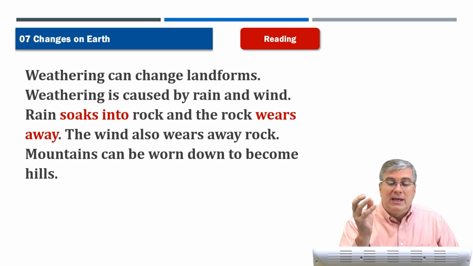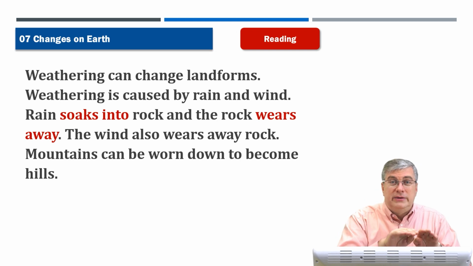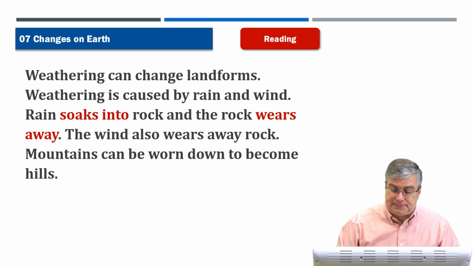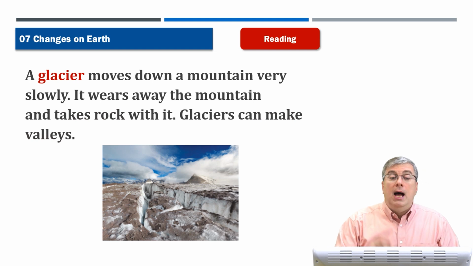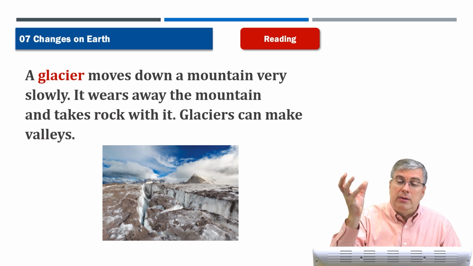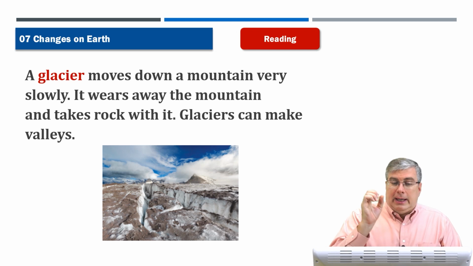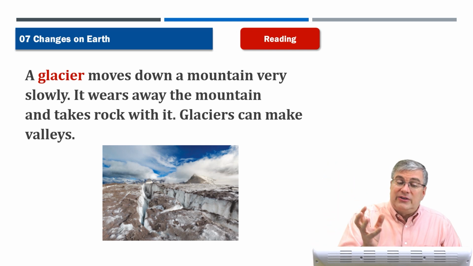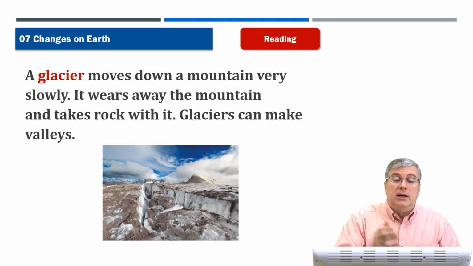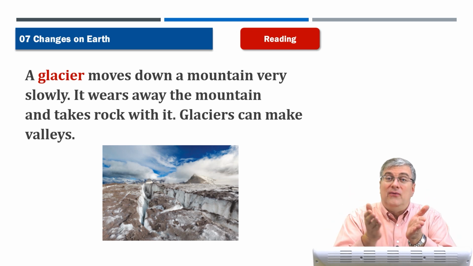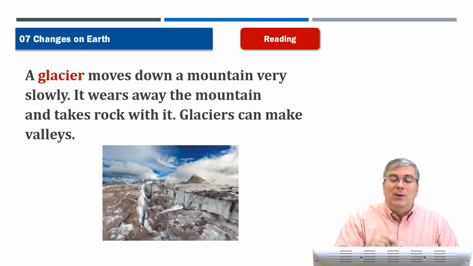Mountains can be worn down to become hills. A glacier moves down a mountain very slowly. It wears away the mountain and takes rock with it. Glaciers can make valleys. By the way, that's very interesting.